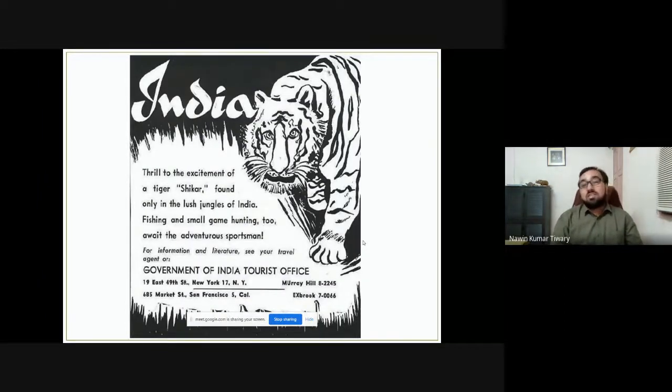Now this is an advertisement posted by the Government of India Tourist Office in the New York Times in 1950. Three years post-independence, the Government of India Tourist Office was posting an advertisement in the New York Times that we have a whole jungle open with large opportunity of tiger shikars and tiger hunting. So come out here, enjoy and have some adventure, have some game hunting and enjoy your time. This is what we had to propose as one of the attractions of tourism in India in 1950.